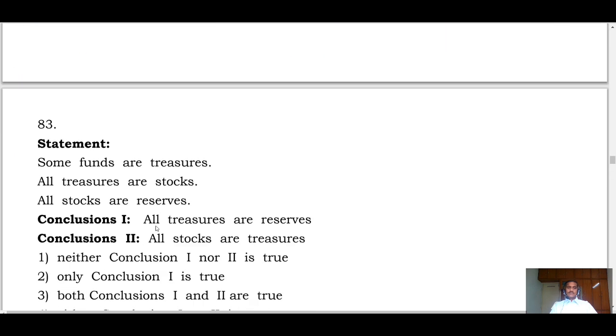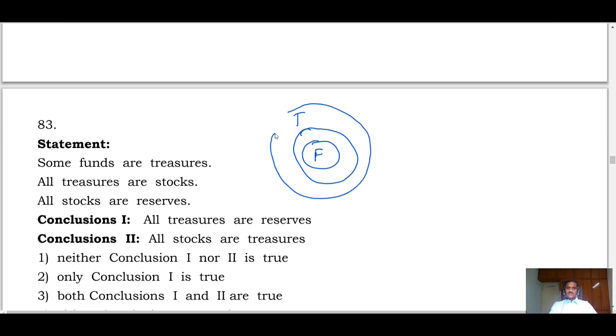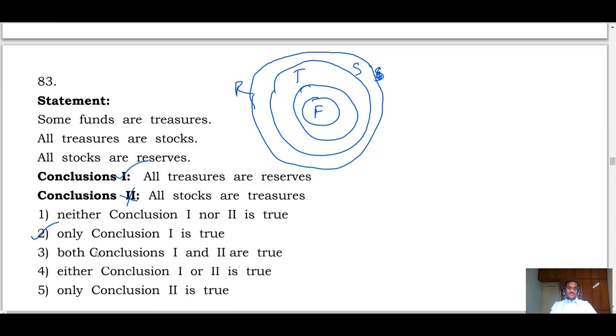Okay. Then coming to 83. Now in this 83, all funds are treasures, and all these treasures are stocks, and all stocks are reserves. Then coming to the first one, all treasures are reserves. Treasury is here, reserve is here, definitely true. All stocks are treasures: all treasures are stocks is true, so all stocks are treasures is false. And so only 1 is true, that is 83, choice 2.